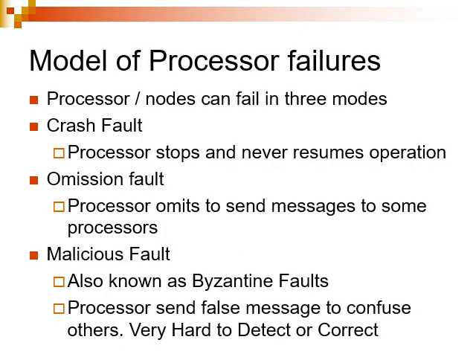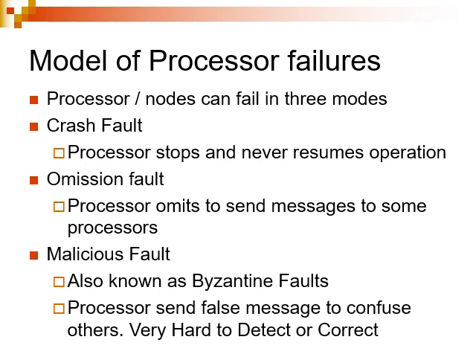So there are different models of processor failures. Processors or nodes can fail in three modes. The first type of fault is called crash fault. The processor stops working and it never resumes the operation. That processor permanently gets detached from the distributed system, or we can say blockchain. Then the second type of fault is omission fault. The processor omits to send the messages to some other processors. The processor will receive the message, but it will not forward that message to other processors. It will simply ignore that message. So this type of fault is called omission fault.